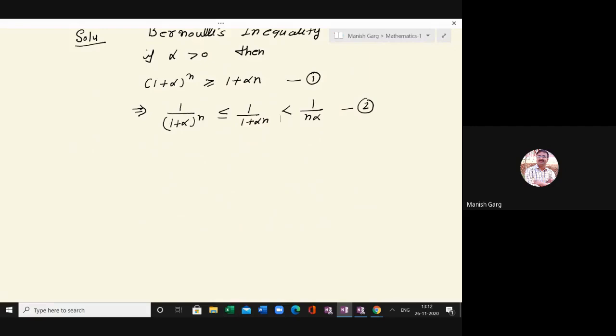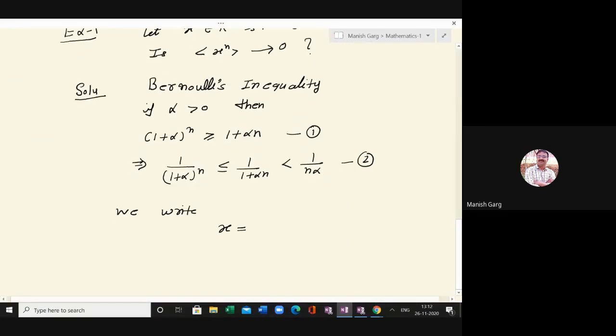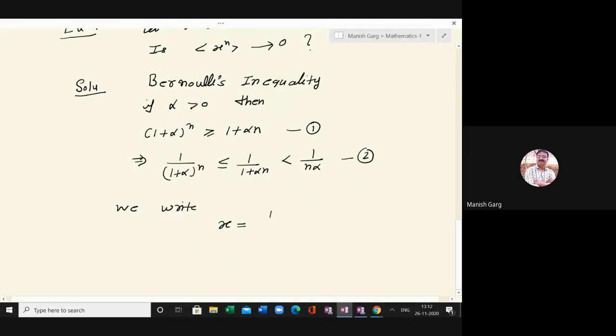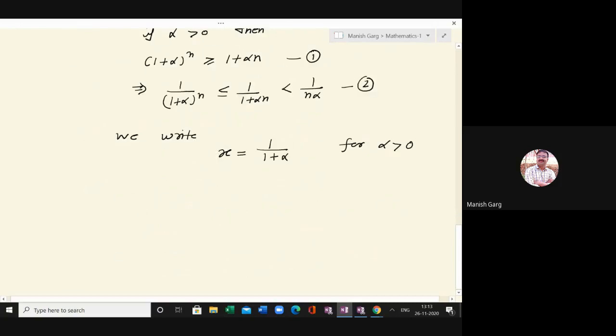Okay, now we write x. Here x lies between 0 and 1. So I want to express x in such a way that it lies between 0 and 1. So I am writing x as 1 over (1 plus alpha) for alpha greater than 0. This is the same as saying x lies between 0 and 1. If you write it in this way, this is the same.